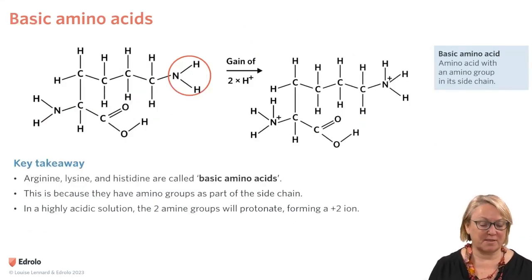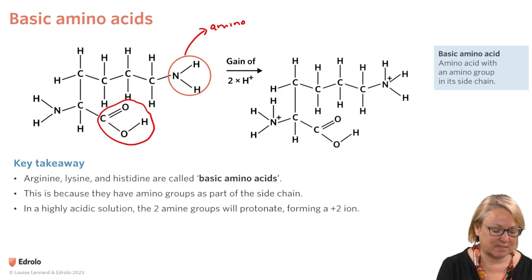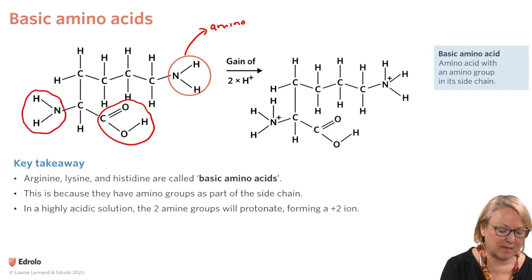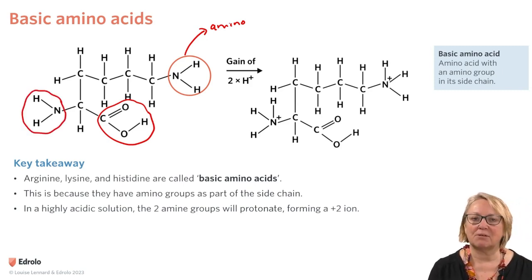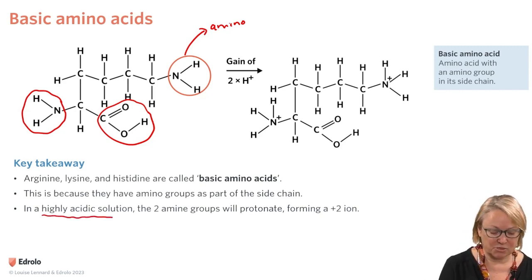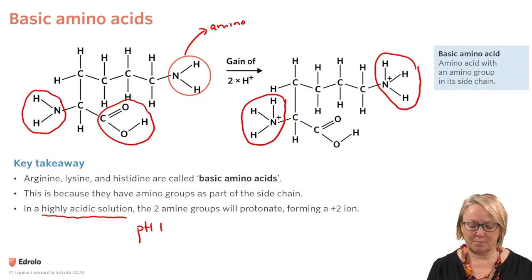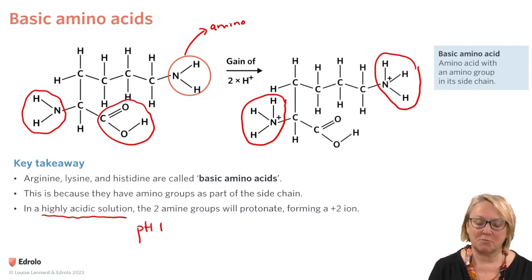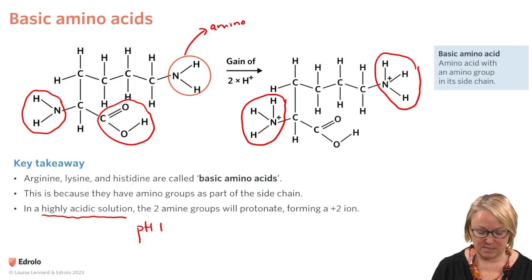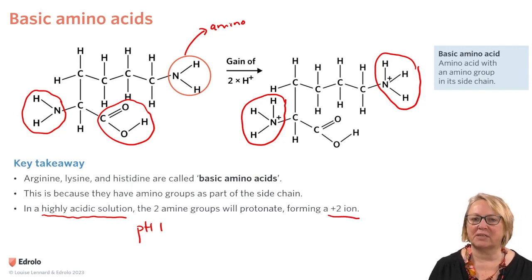Basic amino acids, on the other hand, have an amino group in their side chain. They've still got a carboxyl as part of the amino acid structure and an amine, but they've got an additional amine group as part of their side chain. So in a highly acidic solution, so perhaps pH 1, both the amino groups, the part of the general amino acid structure and the part from the side chain, both protonate, forming a +2 ion, which again can be involved in ionic bonding.